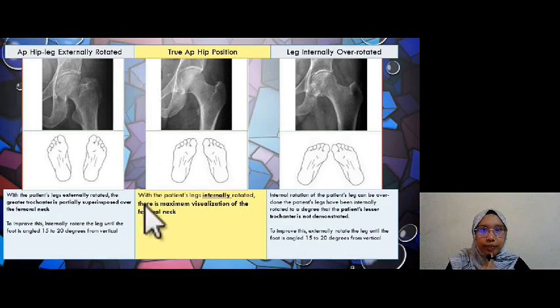This is the true AP hip position. With the patient's leg internally rotated, there is maximum visualization of the femoral neck.